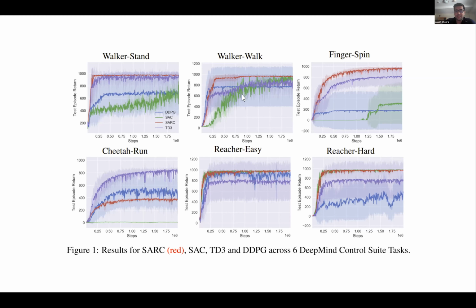Even in cases, for example in Walker Run, where we see that SSE gets competitive towards the end, SARC gets a higher reward much faster and has significantly lower variance. For example, on Walker Walk, the variance for DDPG and TD3 both is very high. So we have significantly lower variance and competitive performance.